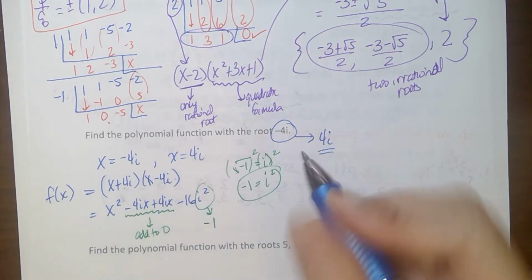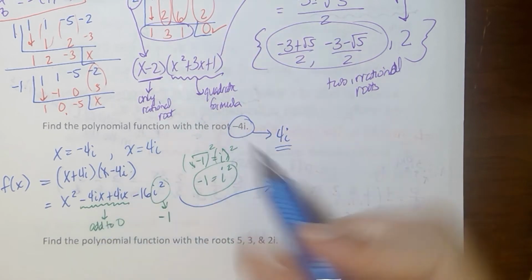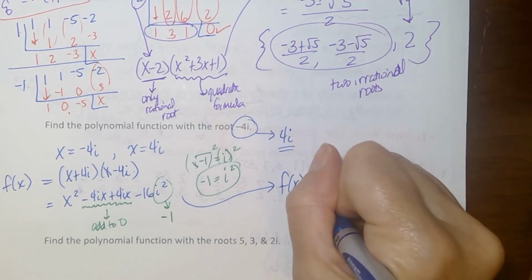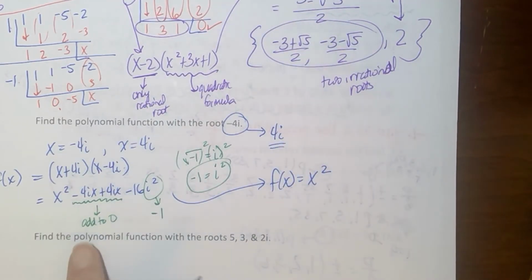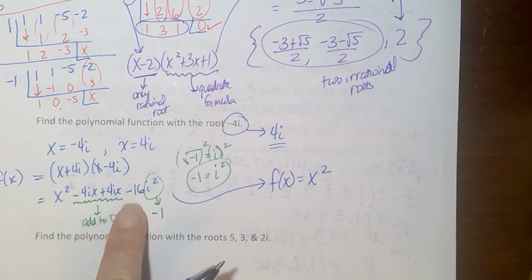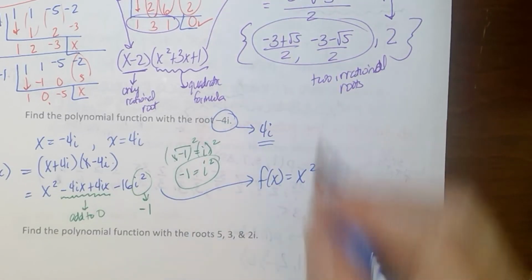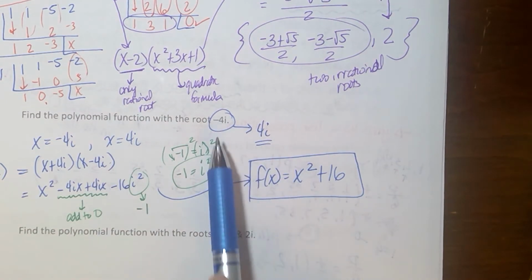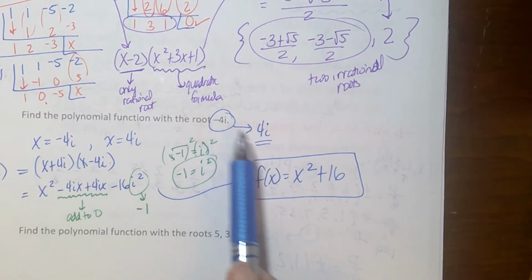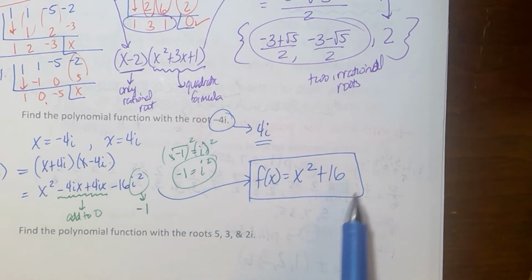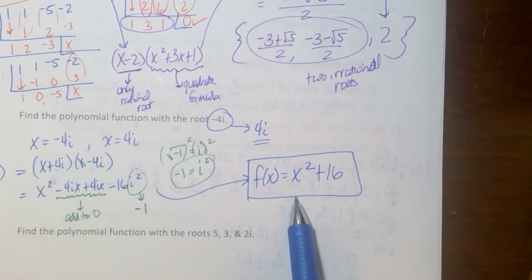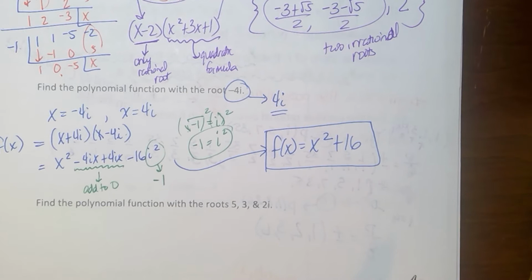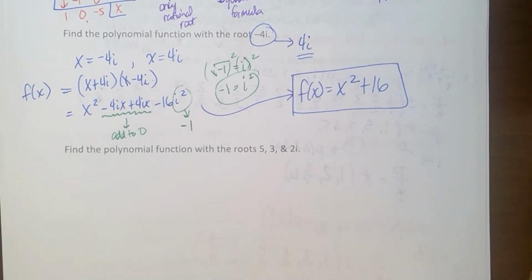Now I've run out of space here, so we're going to move over. Since these two terms add to 0, I've got f of x is equal to x squared, this is just 0, this is negative 16. I replace that i squared with negative 1. Negative 16 times negative 1 is plus 16. Anytime I start with just two imaginary roots, those conjugate pairs, I'm going to end up with the sum of squares. Sum of squares is not factorable. Difference of squares is, but not sum of squares.